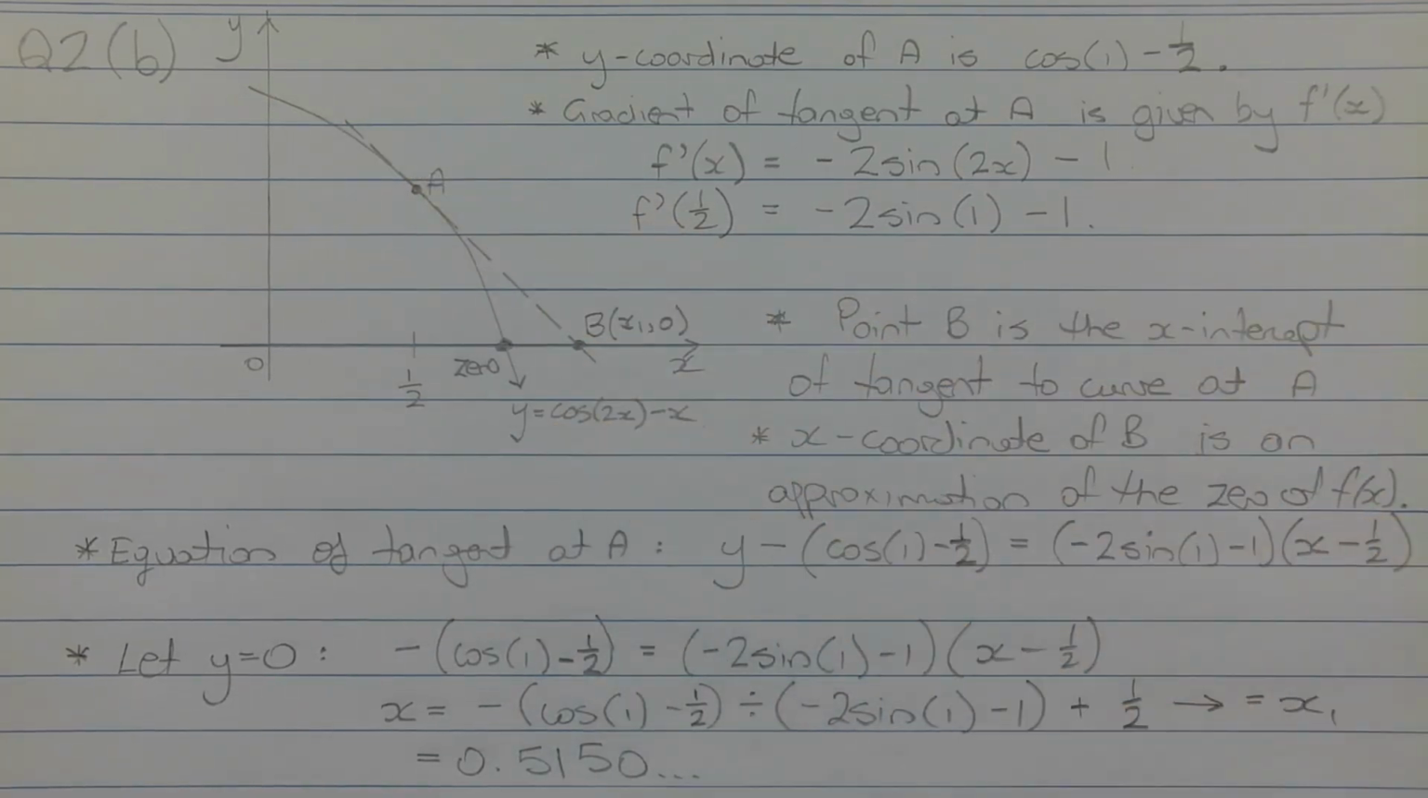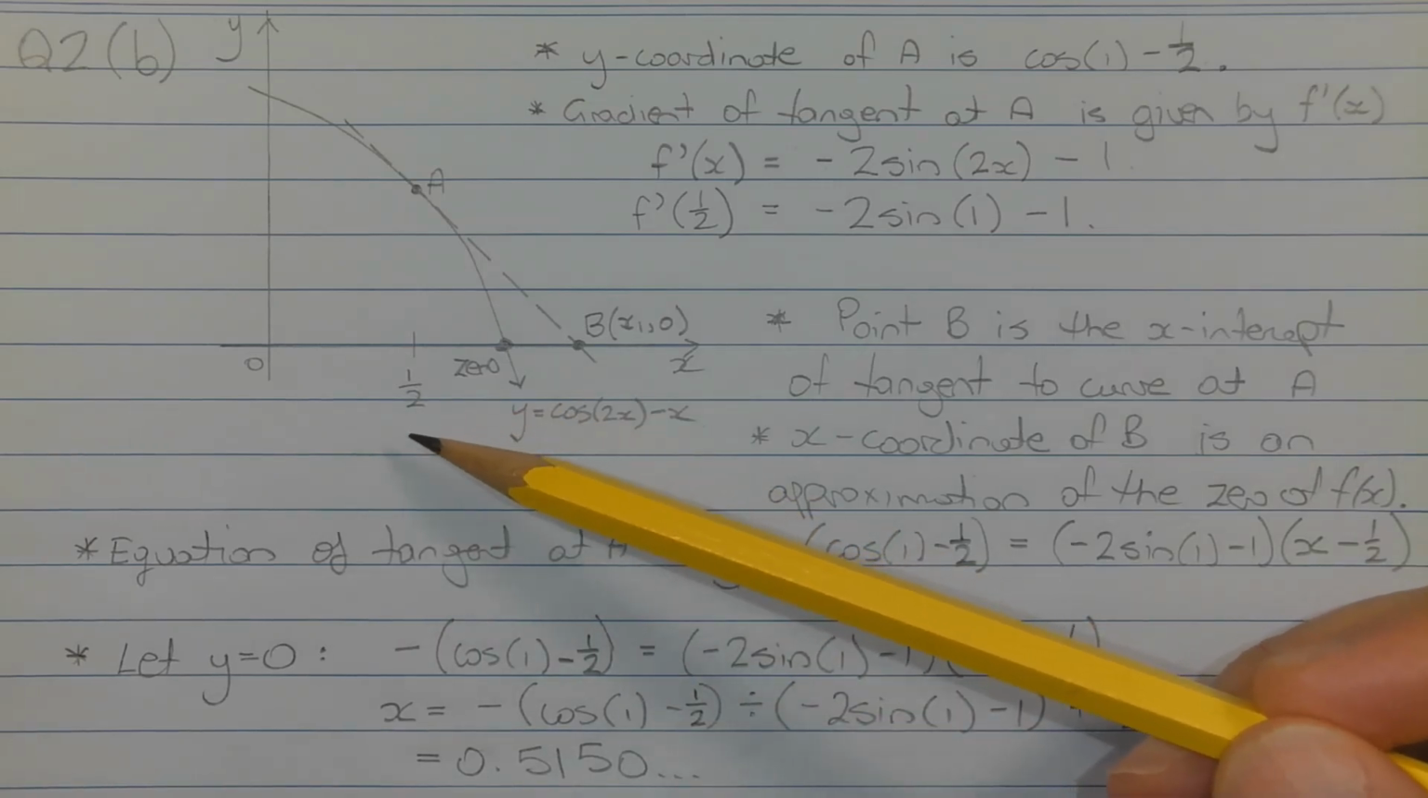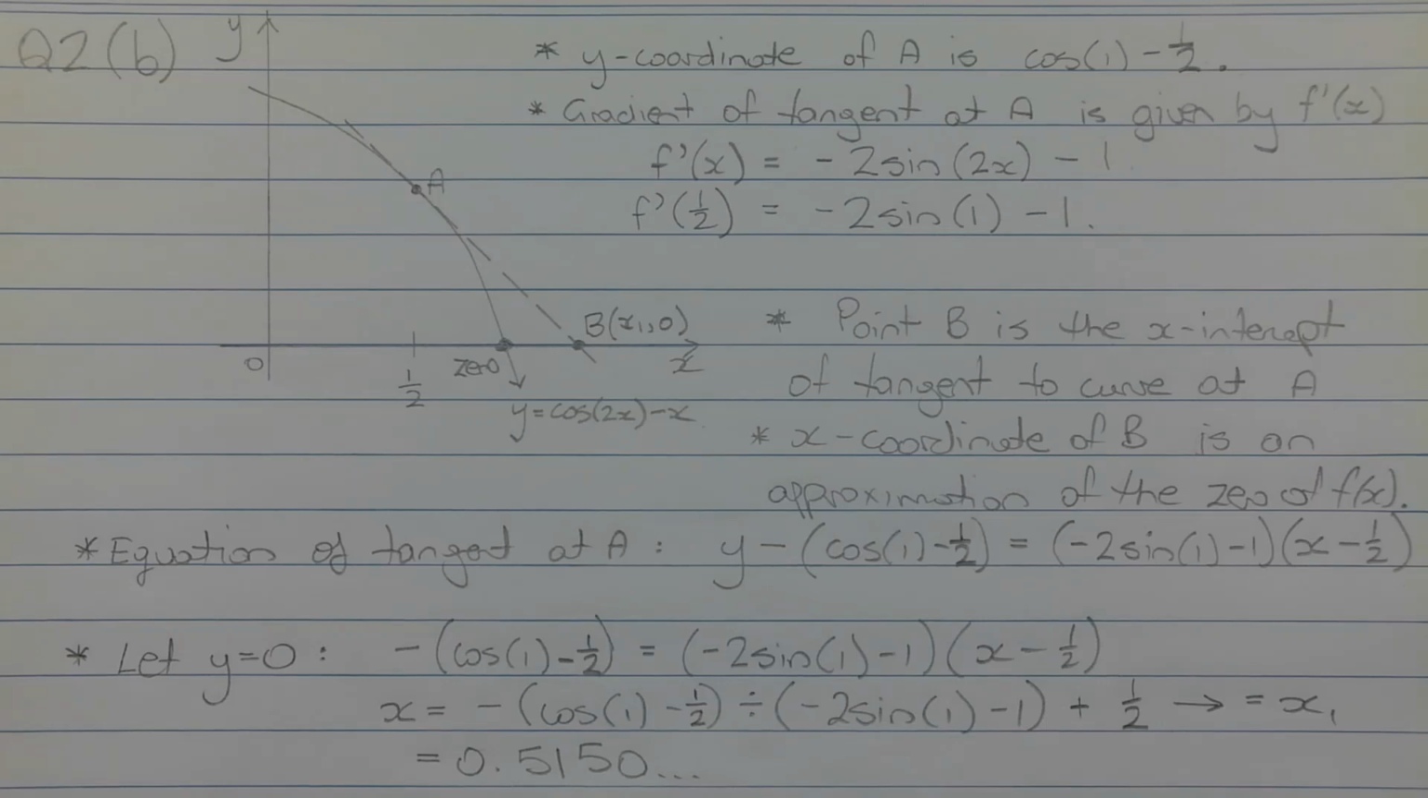I've sketched a diagram to visualize the application of Newton's method to find a better approximation to the 0 of f of x than 1 over 2. So we're given that 1 over 2 is close to the 0, and the idea of Newton's method is to come up with a value that's even closer to the 0 than 1 over 2.